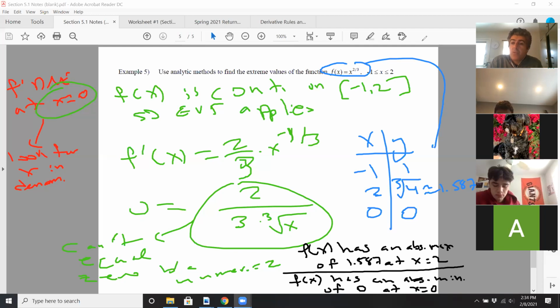Oh, no, no, it is defined at 0. The derivative was not defined at 0. 0 is defined for the original function. The original function, 0 would be defined here. Remember, you want to find where f prime is not defined, right? Because that's a critical point. Remember, the graph looked like this.